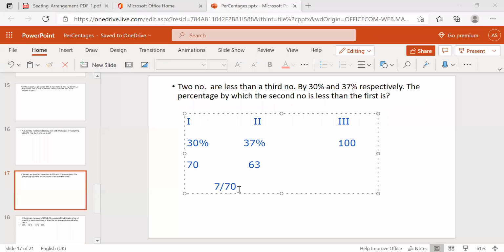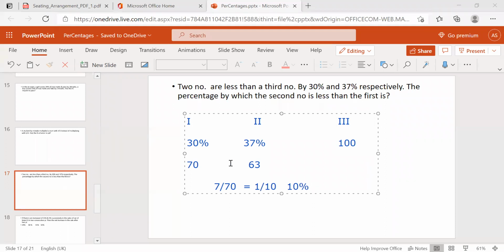Now we are going to find out that 7, by which it is less, is out of 70. So 7 by 70 is nothing but 1 by 10. Is it clear? So I can take it as 1 by 10, right? 1 by 10 means how much percentage will it be? It's nothing but 10%. Is it clear?